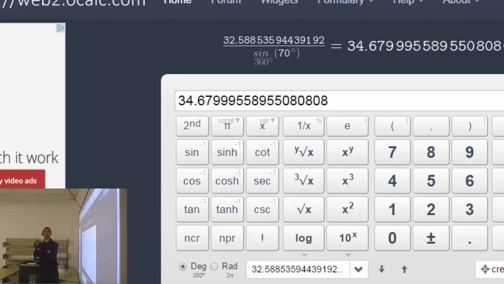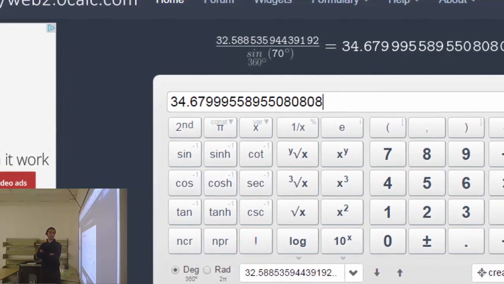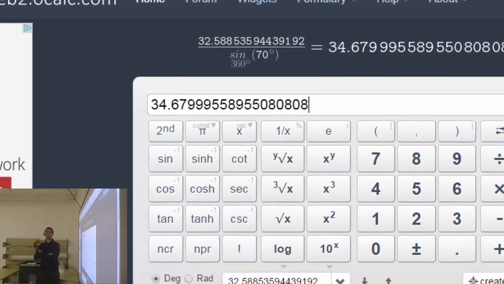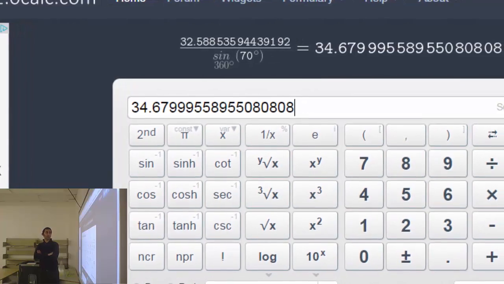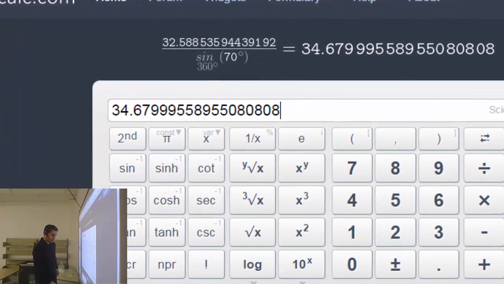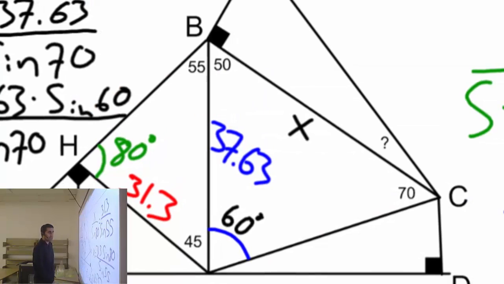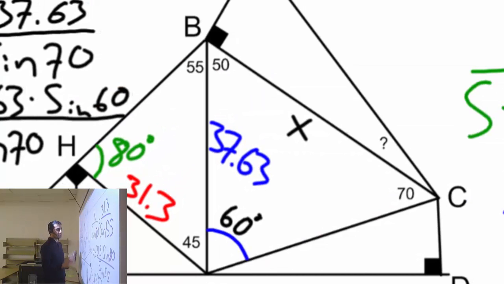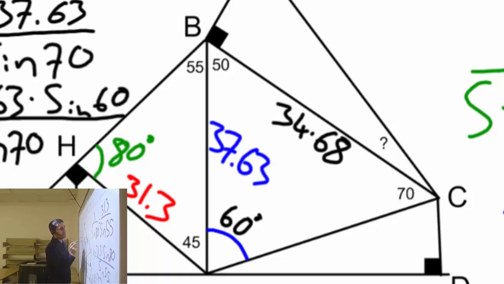I'm going to look at the third digit here, which is 9. So I know I'm going to add 1 extra to 67. It will be 68. 34.68. This is 34.68.